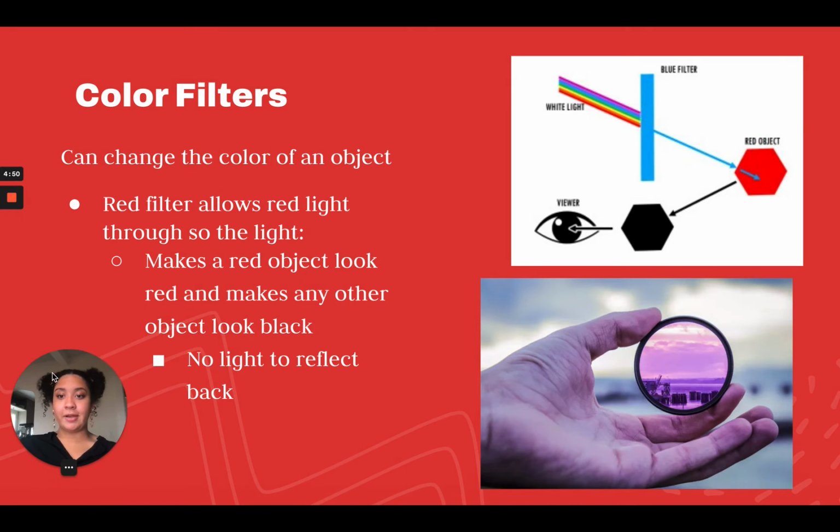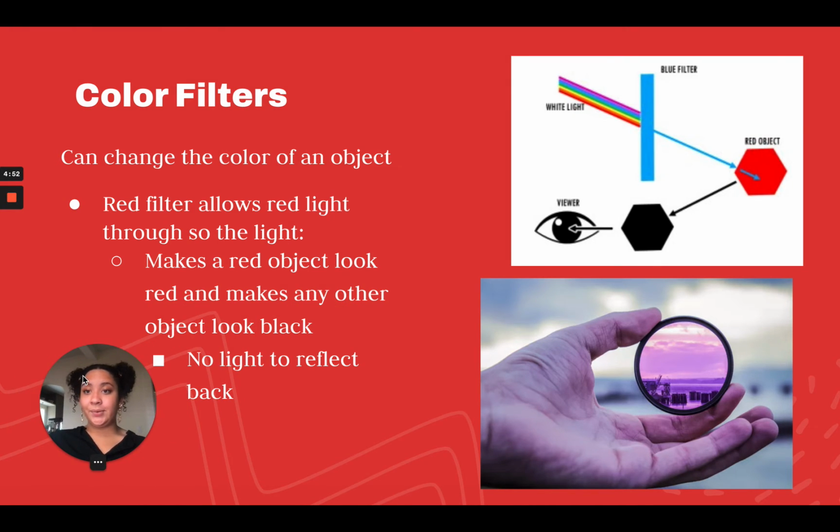Next, let's talk about color filters. These are really cool. These types of filters can change the color of an object. You could see this sometimes, people who are into photography have color filters on their camera. So this one is a purple color filter. It only shows that purple color. The rest of the light is being absorbed into the filter. Okay, so it changes the color of an object.